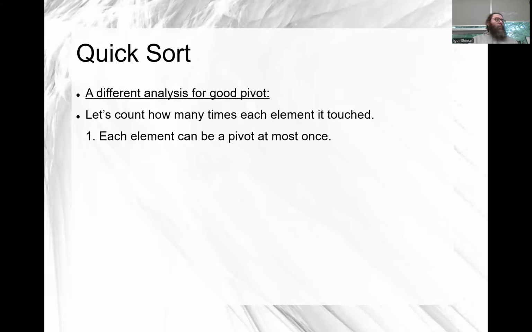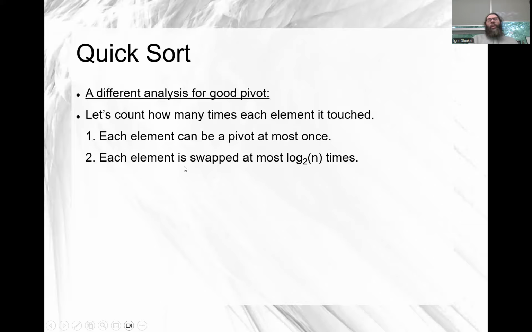Right. So here's an observation. Each element can be a pivot at most once. If it's a pivot at some point, after that we make recursive calls on the left half and the right half, so it can never be a pivot more than once. This element stays in place forever after it's a pivot. And here's an observation. Each element is swapped in this rearrange at most log n times.